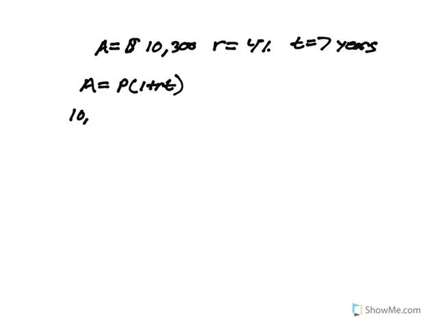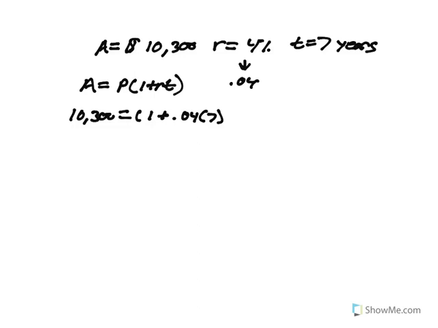All right, so let's plug in some values. We got 10,300. The P we don't know, we're trying to find that. So it's 1 plus, now the rate, when you convert this to a decimal, should be 0.04. So we're going to do 0.04 times time. What do we say time was? 7, right? So basically what you do is 0.04 times 7, and if you add 1 to that, you're going to get this.